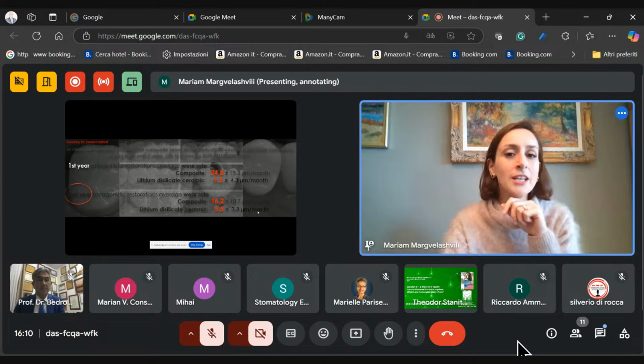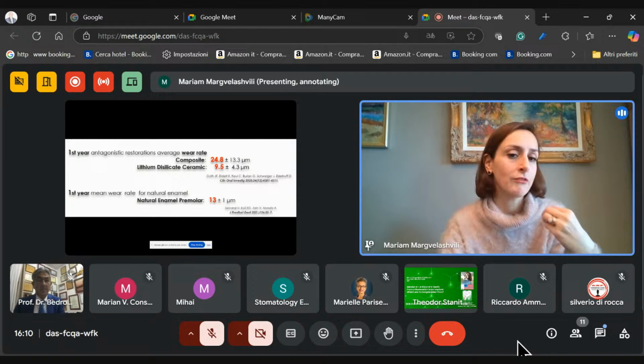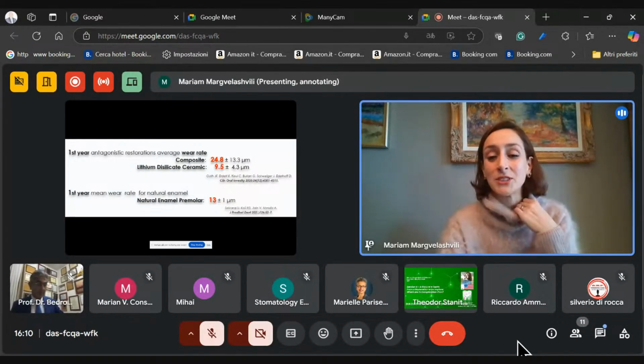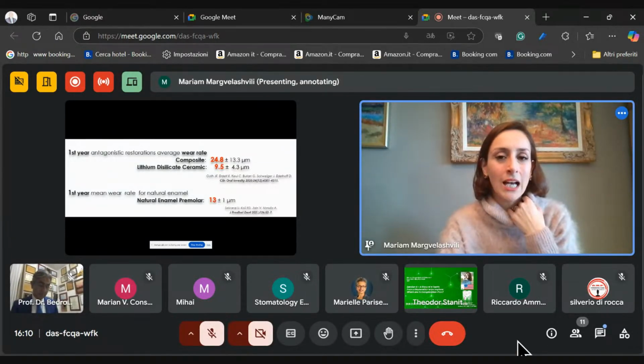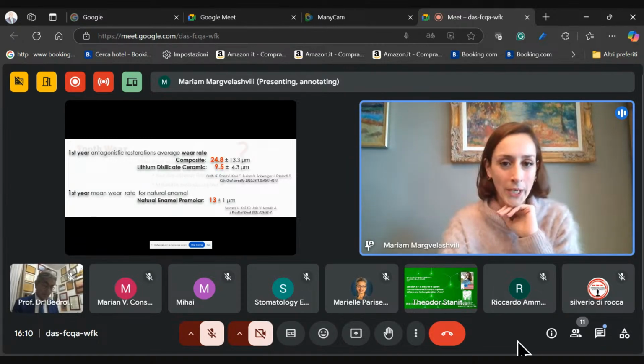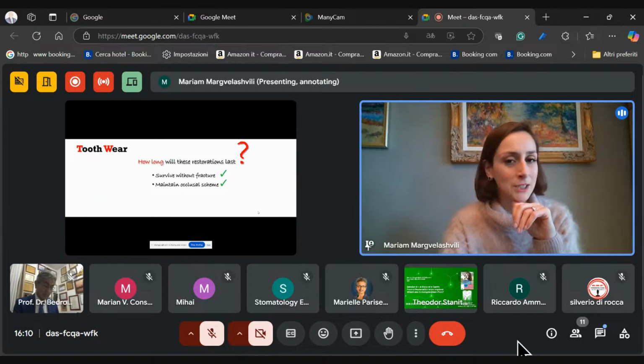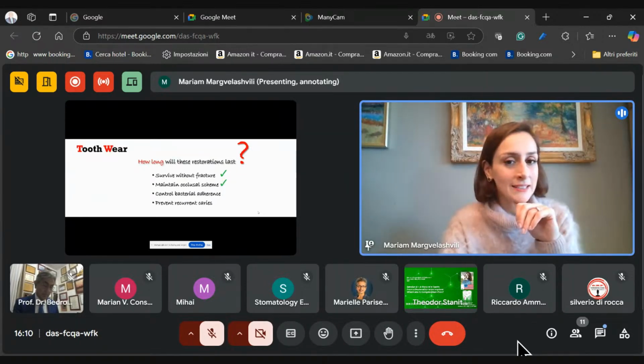And if you look at the natural rate of the enamel wear, it's 13 microns. So natural enamel in premolars wears at 13 microns, composite at up to 25, and lithium disilicate 9.5 microns, which is very close to natural enamel wear. So to maintain occlusal skin, I'll go for glass ceramics over composite any time of the day.